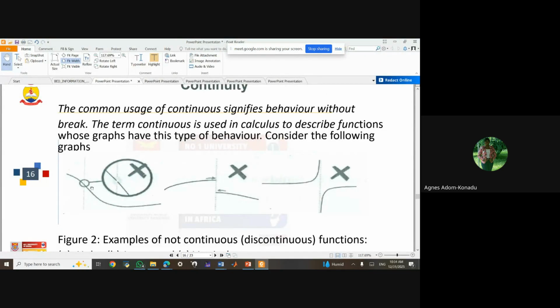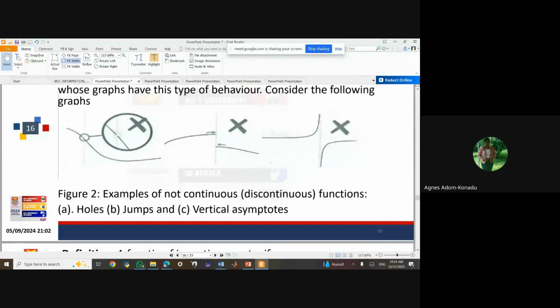But when we look at this, here we have a hole. So this is not continuous. Here we have something like this and something here, so this is not continuous. Here I have something like this and something like this, so this is not continuous. These are examples of discontinuous functions. In the first one, you move and then there's a small break. We call this kind of discontinuity a hole.